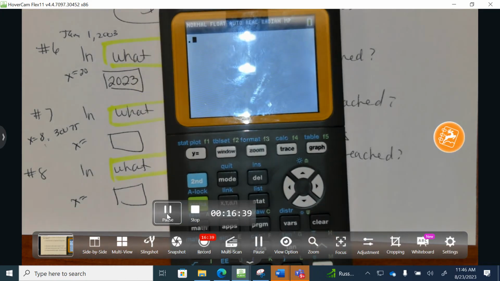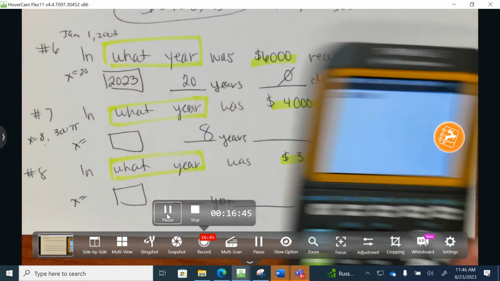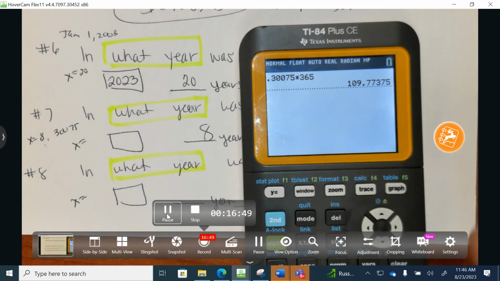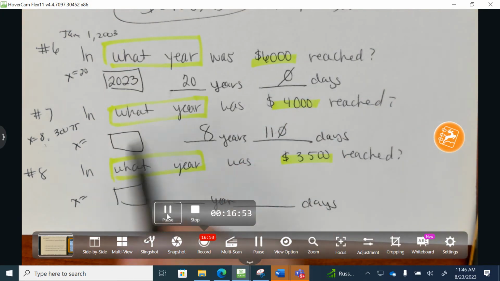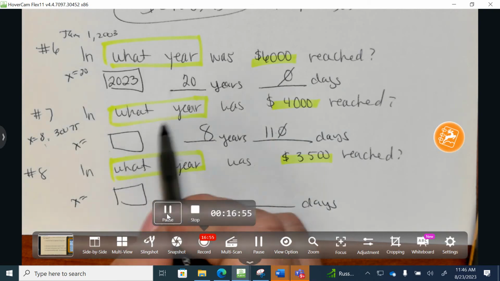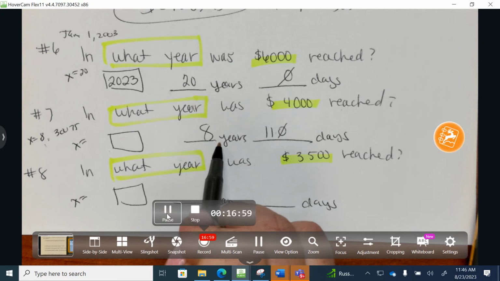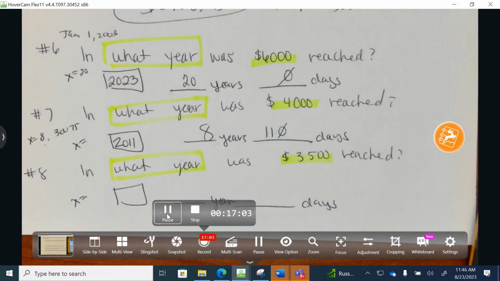So I take 0.30075 times, how many days are there in a year? 365, and we're going to round to the nearest whole number, which is 110. All of that's great, but now what does that mean in terms of the year in which this happened? We started at 2003. If I add 8 to 2003, I'd be left with 2011.